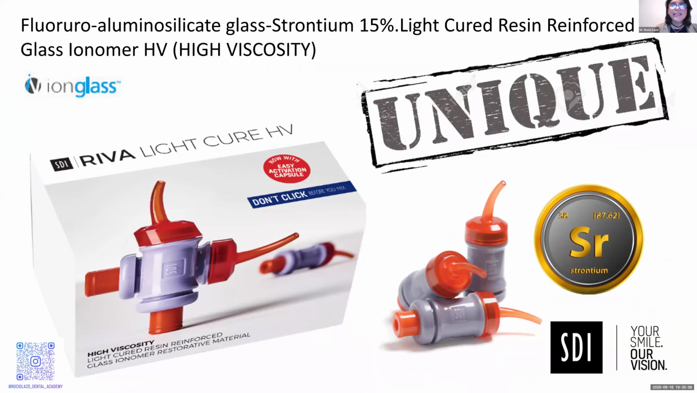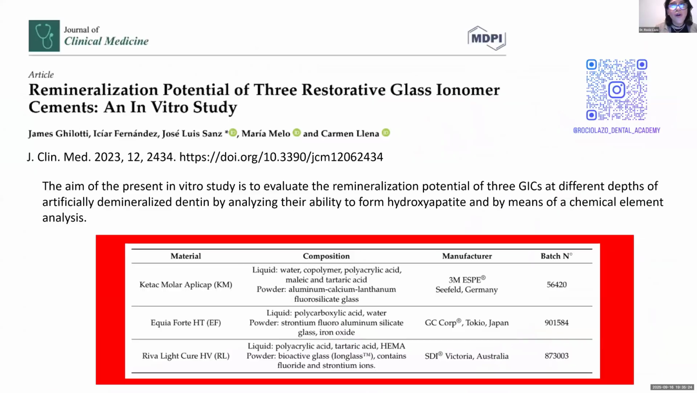So it helps you because in the case of Self-Cure, the setting time is so fast, okay? In this case, you have 10 minutes to work. So it's great for kids because you can finish one cavity and you have time to do the next cavity. But not only does it help for the setting time, it helps because Riva Light Cure HD is one of the materials that have more concentration of strontium.